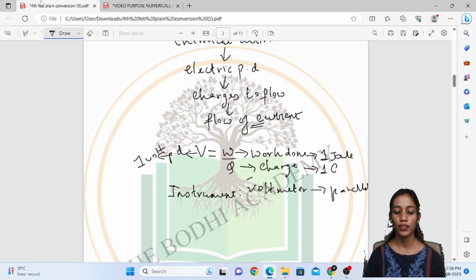Today in the electricity chapter we saw two concepts, which were the electric current and electric potential difference. In the next class we will be covering the next concepts of the electricity chapter, and we will be solving more problems.